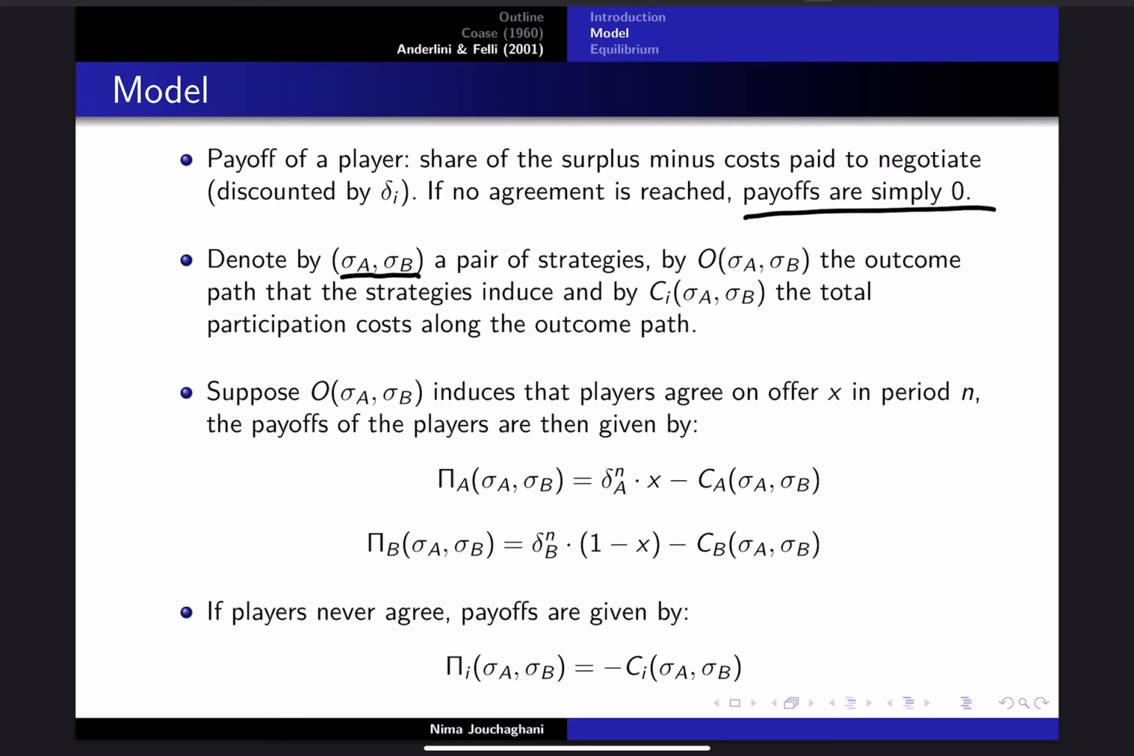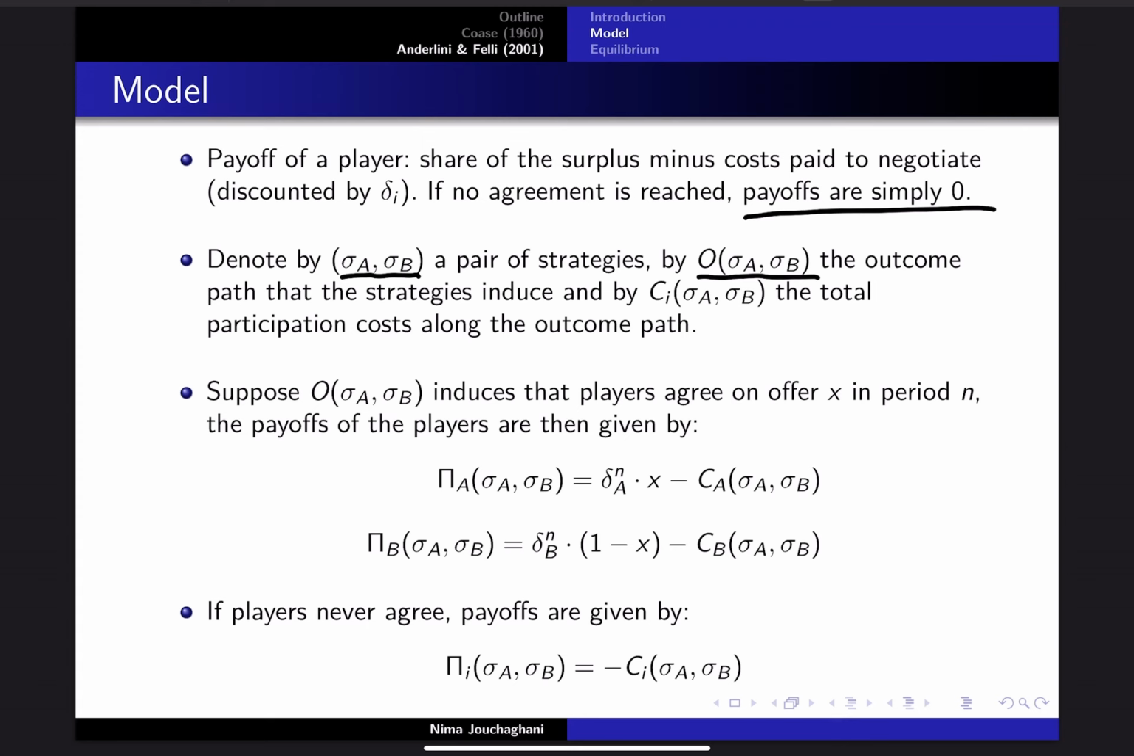And by this big O, depending on sigma A, sigma B, we denote the outcome path that the strategies induce. Basically, if we have a pair of strategies, because there is no incomplete information here, it tells us exactly how the game will evolve. So how many rounds will pass until one of the parties accepts the offer? Or the other extreme case, if a strategy is to never pay the transaction, the participation cost.